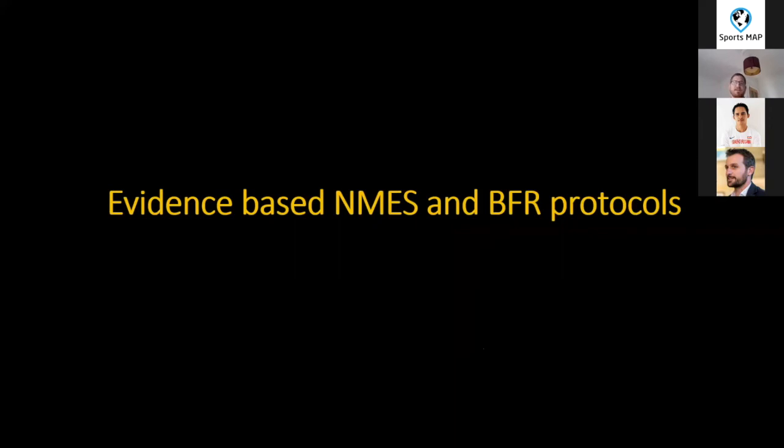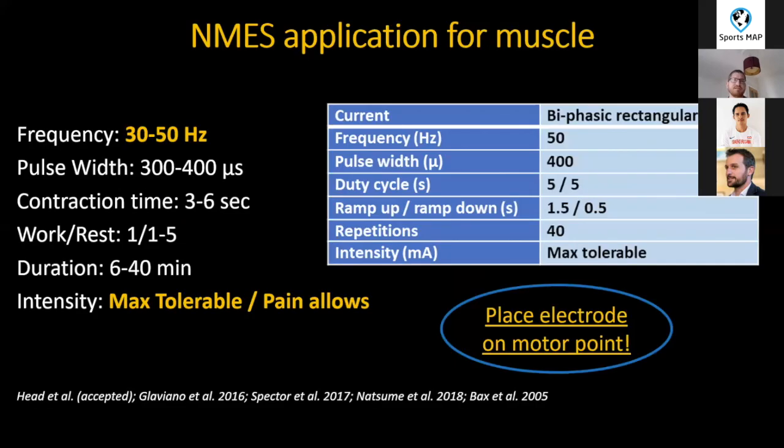So what are the current up-to-date evidence-based protocols for both? Electrical stim for muscle: frequency, we're looking at 30 to 50 hertz. I use 50 hertz. Pulse width, 300 to 400 microseconds. I use 400. Contraction time, 3 to 6 seconds. I use 5 seconds. Work to rest ratio of 1 to 1 up to 1 to 5. I use 1 to 1.